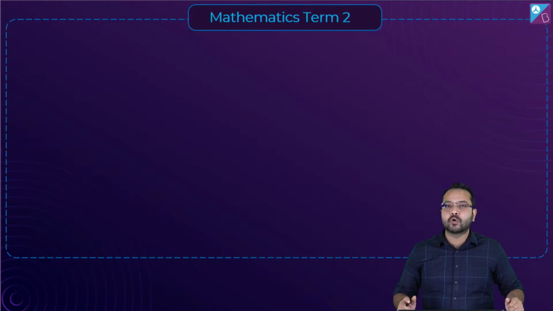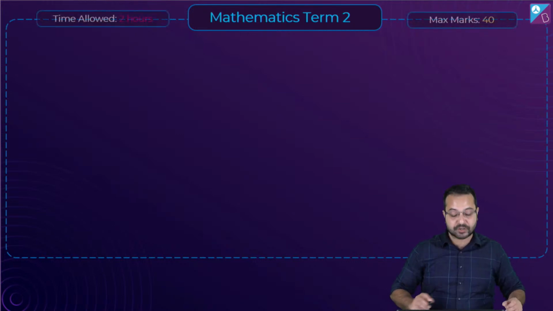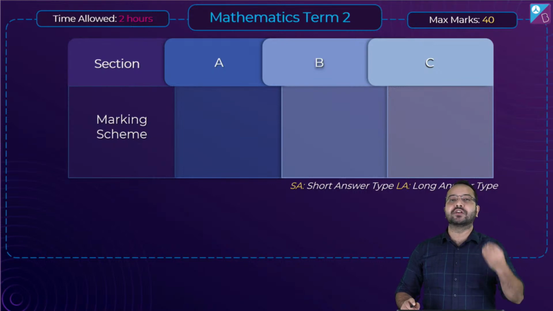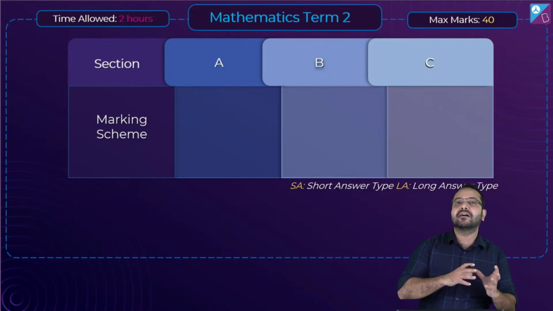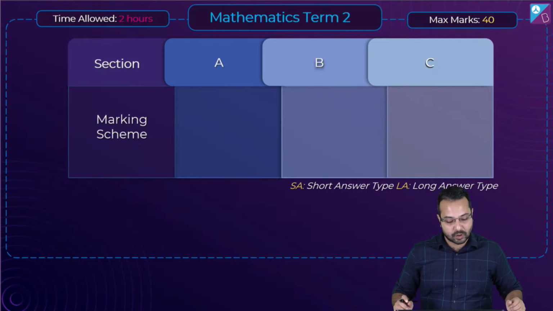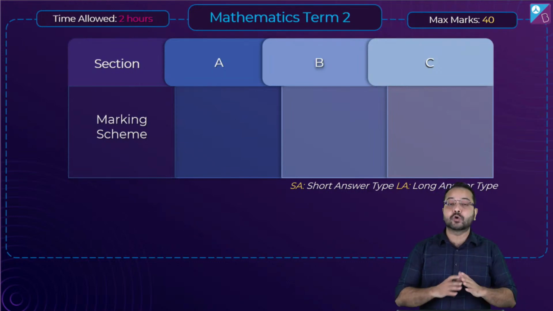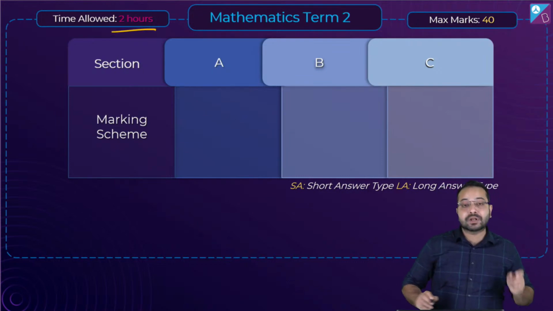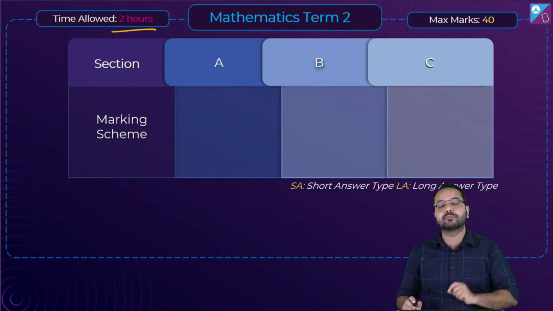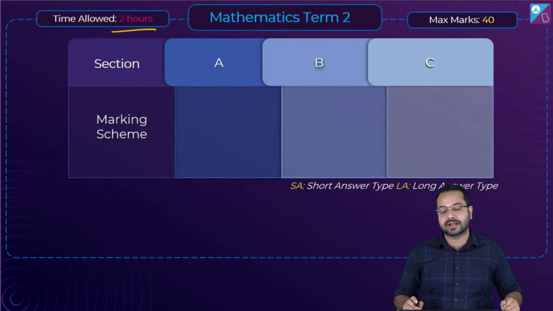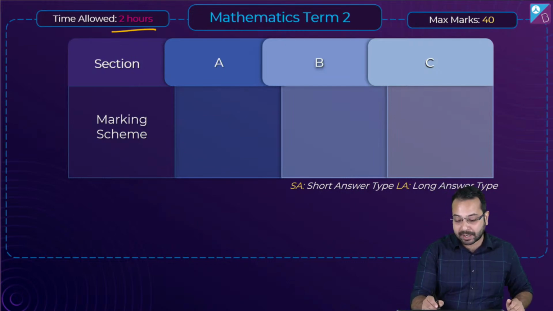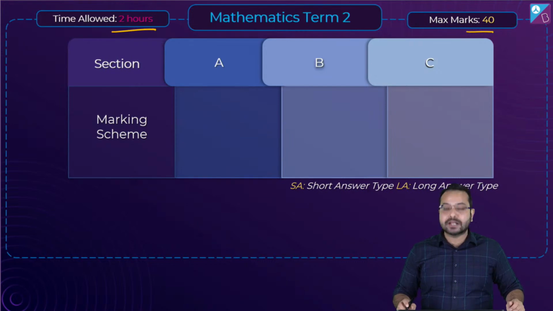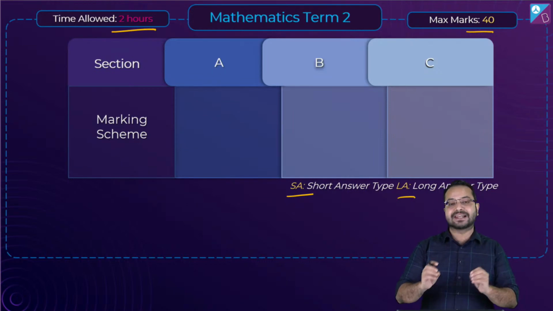Now Term 2 is going to be a subjective paper. So you actually have to write all your answers. It is going to be a different kind of paper from objective. Again it is going to be divided into 3 sections, Section A, B and C. The time allowed is 2 hours compared to 1.5 hours for Term 1, correct? So time allowed is 2 hours, the maximum marks is 40, and then we are going to have some short answer type questions and some long answer type questions, which are abbreviated as SA and LA.